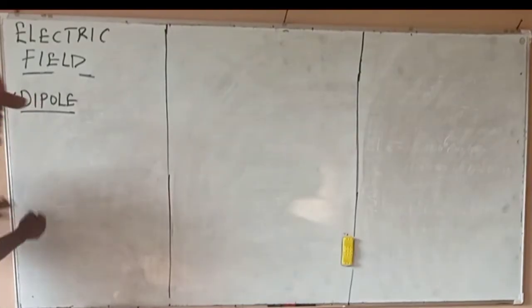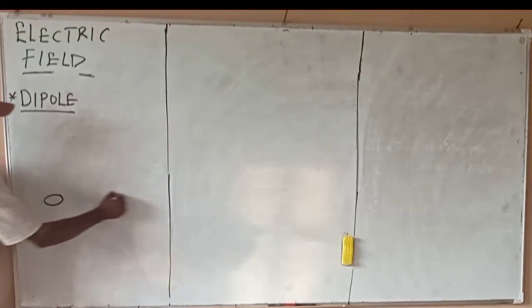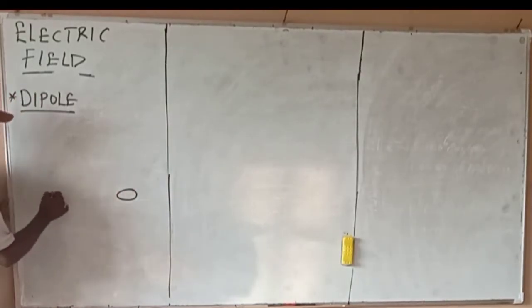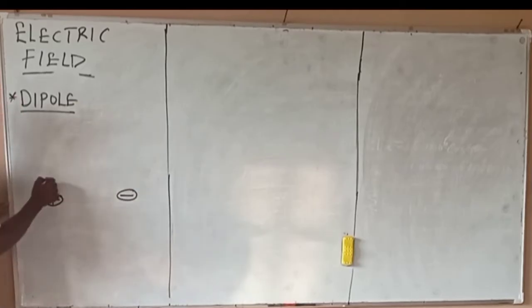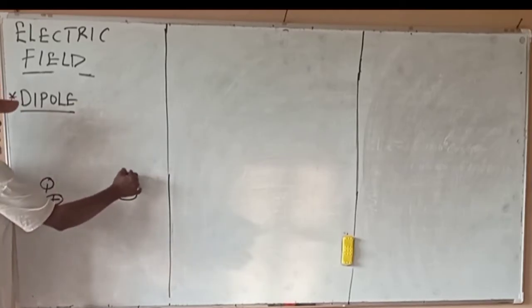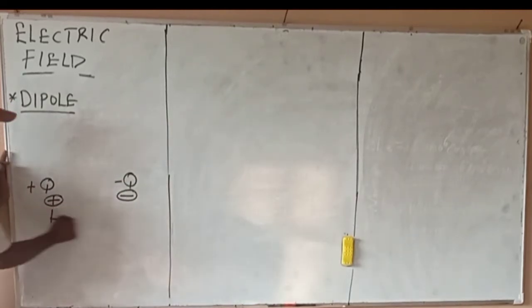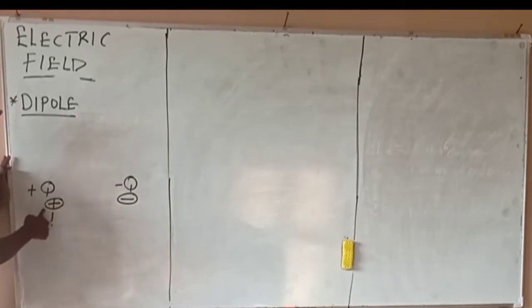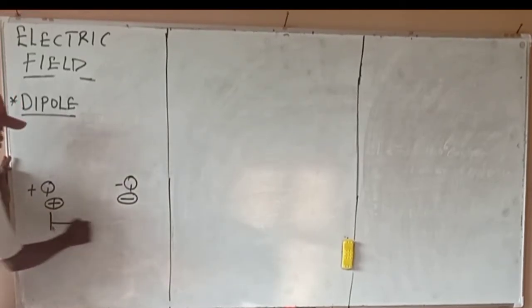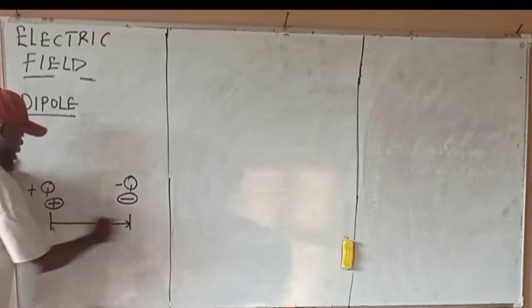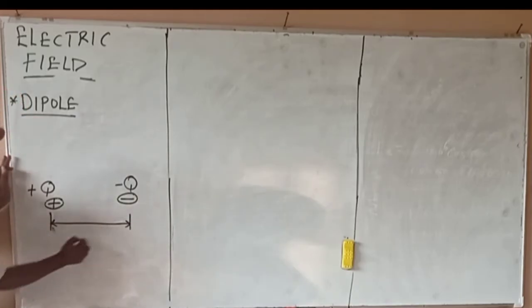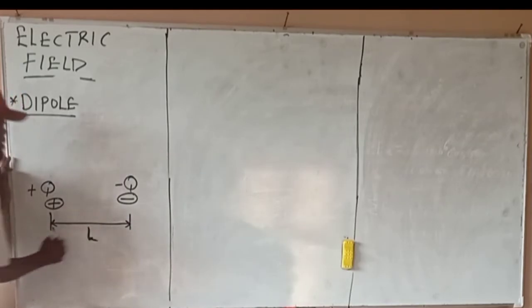Let's assume we have something like this. Let's say we have two charged bodies, charge 1 and charge 2. If one is positive, the other is negative. Both of them have the same magnitude, but one is positive and the other is negative. That's what we call a dipole. Let me call the distance between these two charges L.